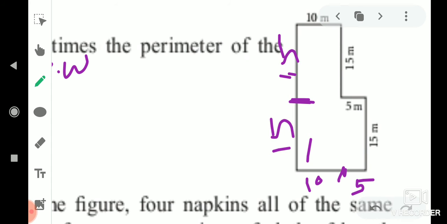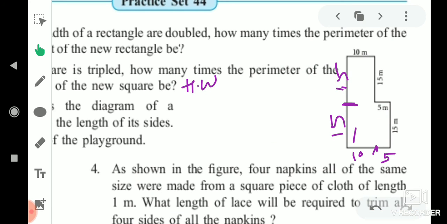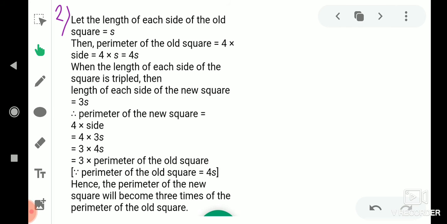So what are the sides we got? Here the sides are 30 plus 10 plus 15 plus 5 plus 15 plus 15. So this is the perimeter of the playground. Let's see how to solve this question.